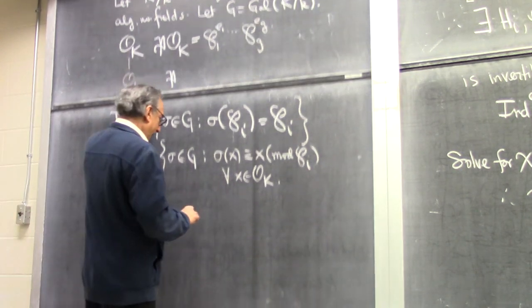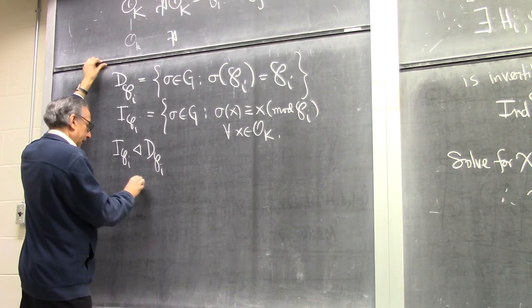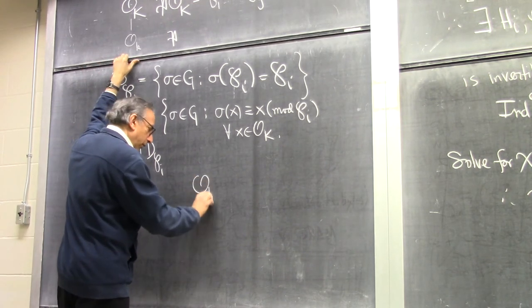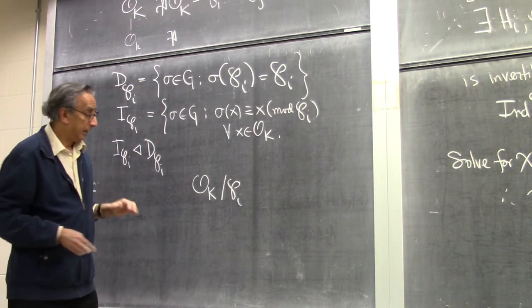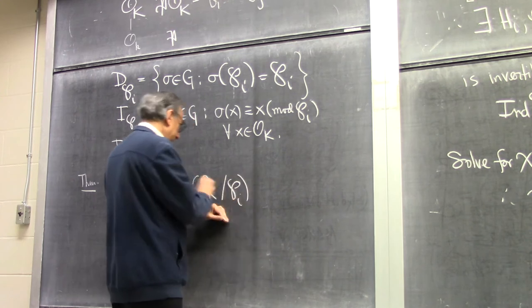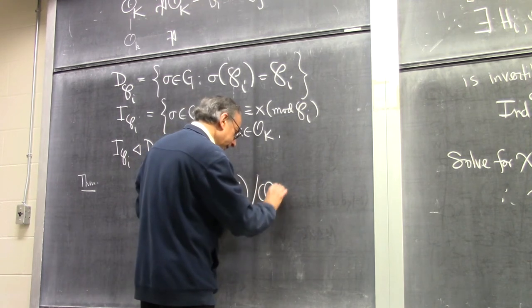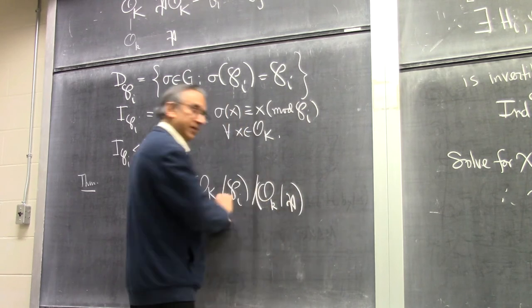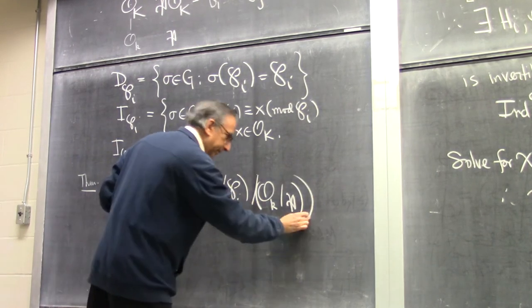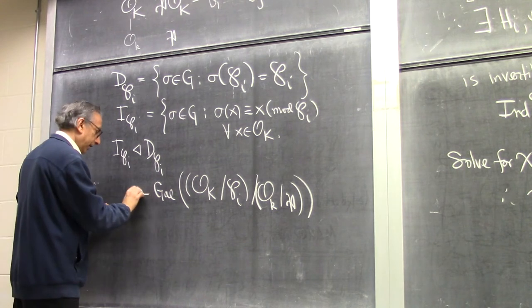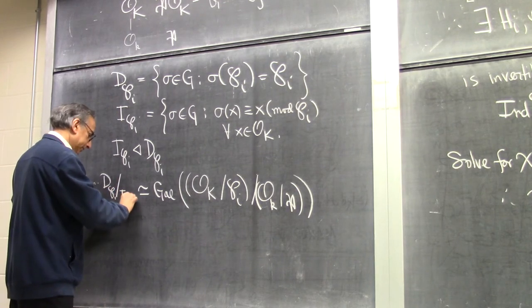And one has a theorem, which I'm not going to prove right now, to show that if you look at the ring of integers of capital K modulo this prime ideal PI, this is a finite field, as you know, right? Prime ideals are also maximal ideals, so that's a field. Finite field. And I can look at this as an extension of this finite field in a canonical fashion, and the Galois group of this finite extension of finite fields is isomorphic to the decomposition group modulo the inertia.